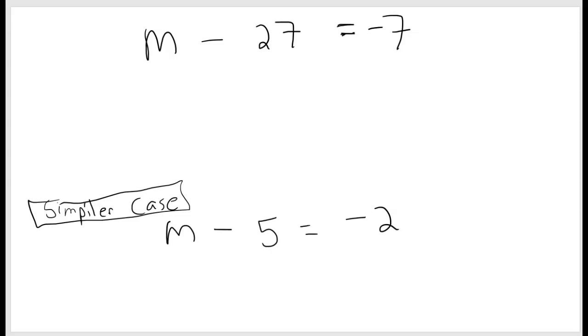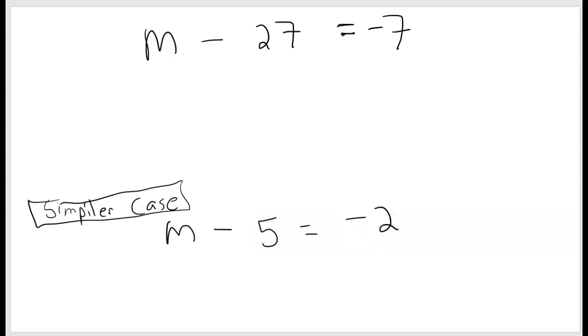Following the steps is going to be more necessary when you get into bigger numbers like 27, and especially when you start using negatives, it's going to be a little bit easier to manage. However, let's take a simpler case. What if we just said m minus 5 equals -2, which is very similar. Instead of 27, I'm using 5. We're keeping it proportional, so to speak, as far as which one's greater and less than: 27 is a bigger number than 7, 5 is a bigger number than 2.